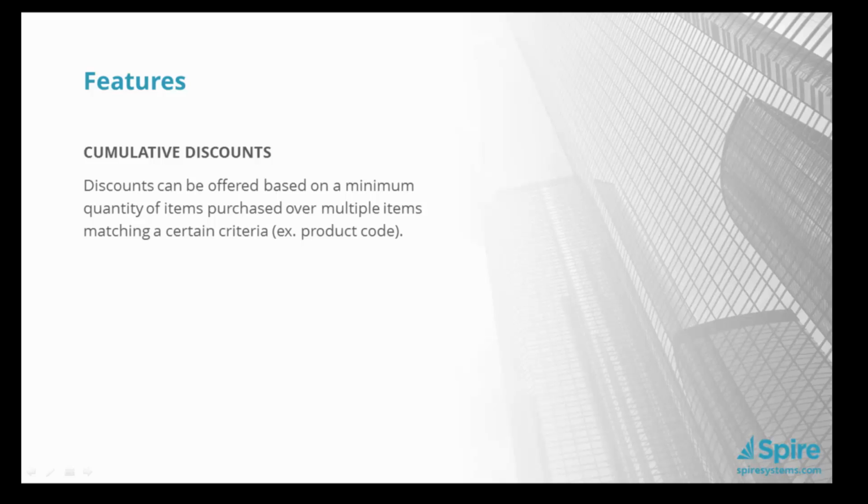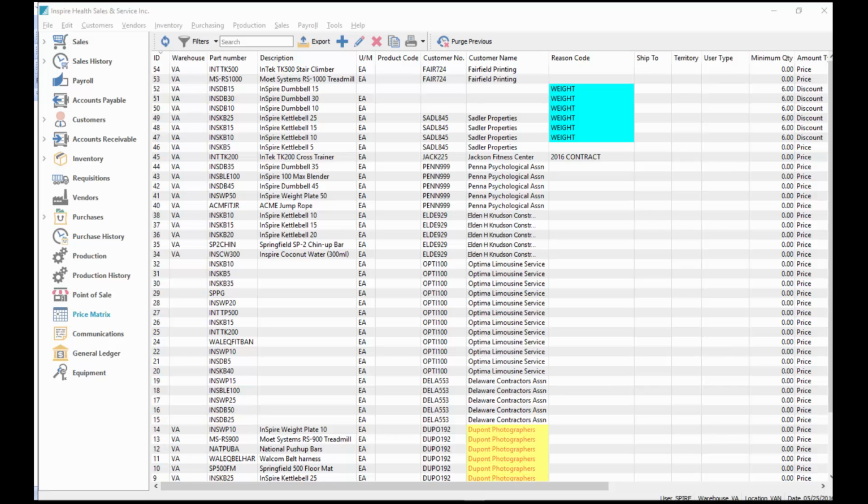Then after they've put the first line of the order on, with say 3 of that item on the order, and then add 3 more of the same grouping of products, then the discount will be given to both line items on the sales order. The price matrix has the capability of doing cumulative discounts across multiple part numbers or items.